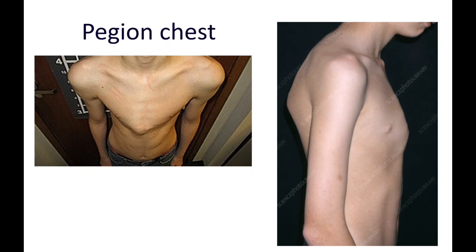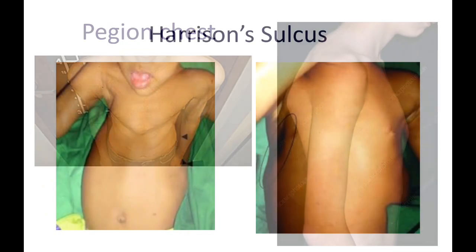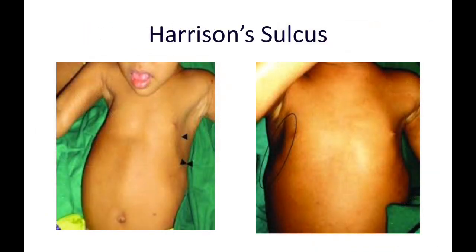This is a pigeon chest. Due to the abnormal bone deformities in the chest region, this leads to compression of these ribs and leads to the pigeon chest. This is a Harrison sulcus. You can see here, this is a Harrison sulcus due to the diaphragmatic muscles which drag the sternal muscles and ribs, that leads to a groove-like depression, that is called Harrison sulcus.